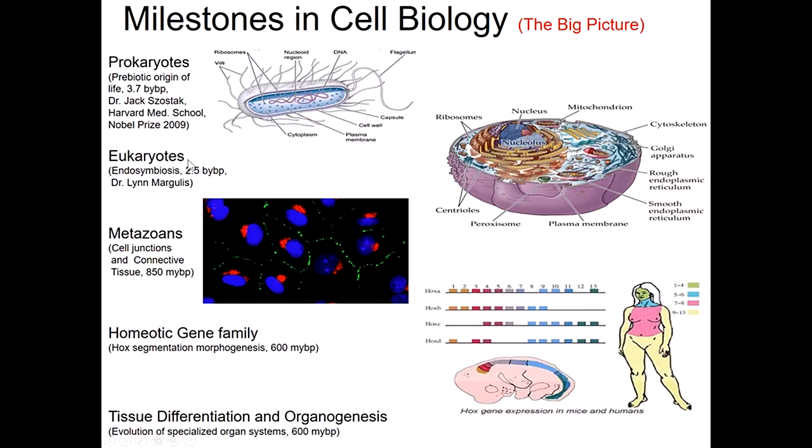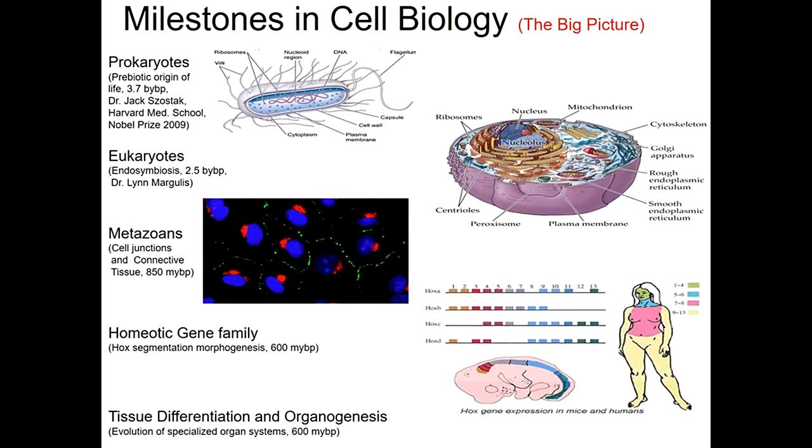And then the next big step, maybe 850 million years ago, was a metazoan life form, because these guys here, 2.5 billion years, they were single cells. But then maybe 850 million years ago, and we're talking million, not billion, some of these cells were able to connect to each other to form a metazoan life form, which means multicellular life form, right? And you get multicellularity through the presence of cell junctions. We're going to talk about that in the second hour today. And connective tissue, which I'll be talking about next week.